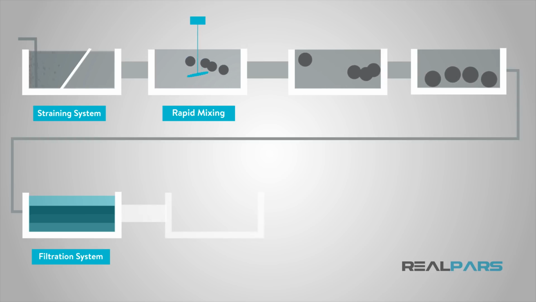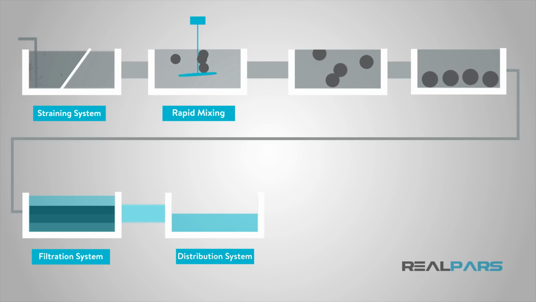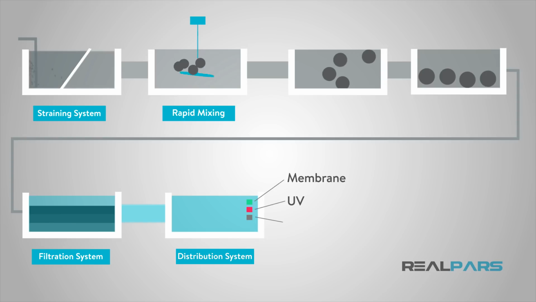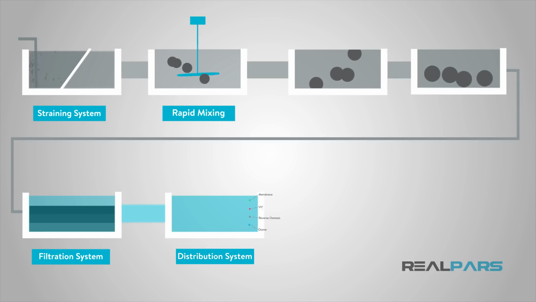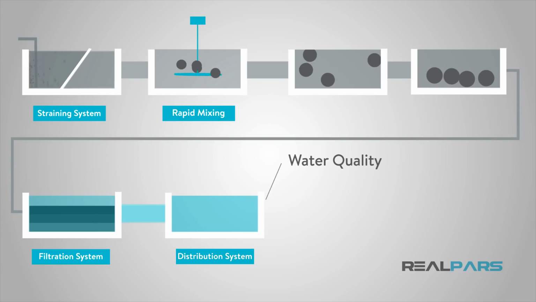The water may then travel to a disinfection system. This system may be as elaborate as another type of filtration system, such as membrane, UV, reverse osmosis, ozone, or any other type. The disinfection process is determined widely by what the water quality is and the challenges for particle and organism removal.